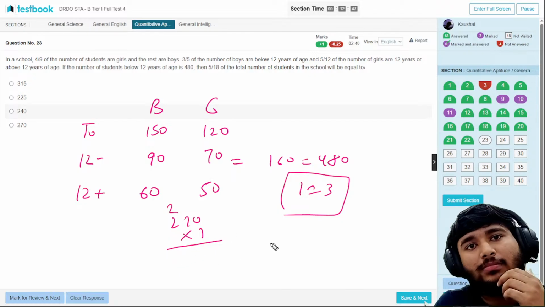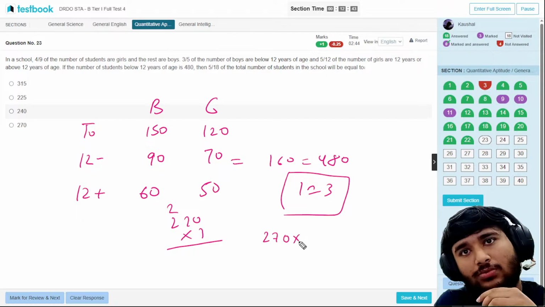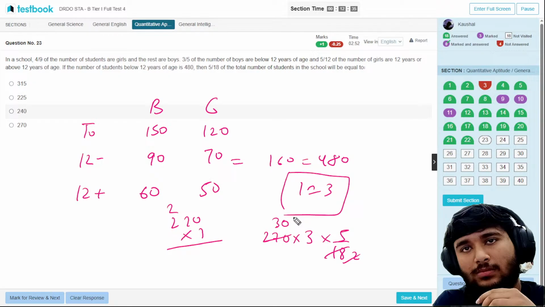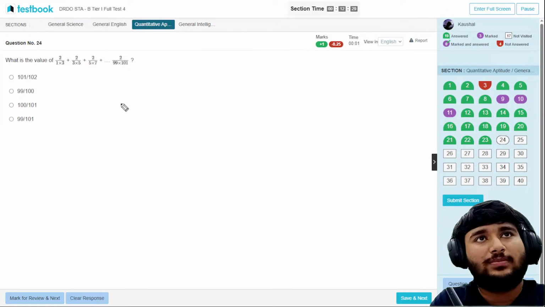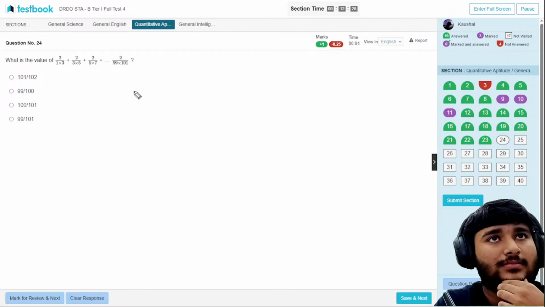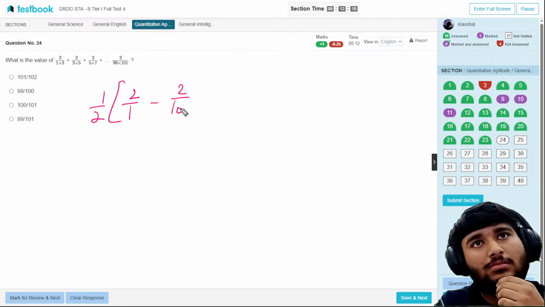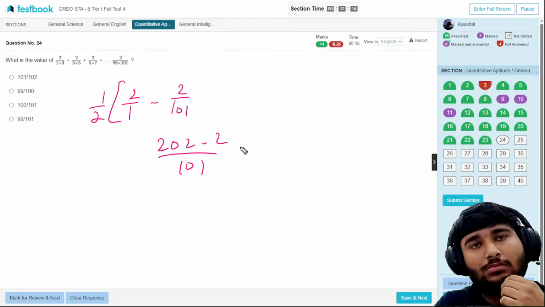5/18 भी करना है. 270 into 3 upon 5/18. 9 3 the 15 225. बहुत ही बेकार क्वेश्चन है. सौ बाई 101.